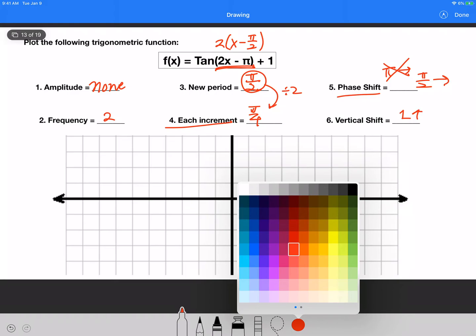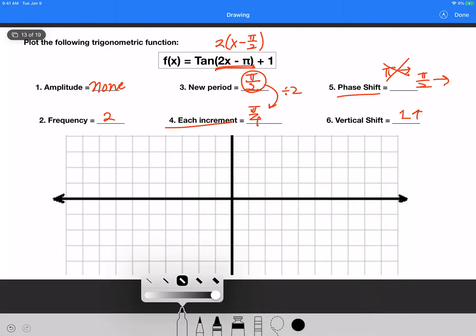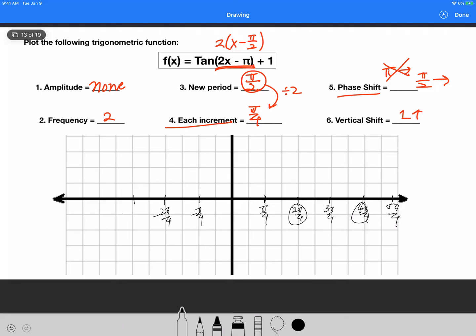Once all those things are established, we're going to write down our increments. So we're going to write this as pi over 4, 2 pi over 4, 3 pi over 4, 4 pi over 4, and 5 pi over 4. Of course, you can write it as pi over 2, pi, it doesn't really matter, but I just like to go in increments so I don't lose track of where I am.